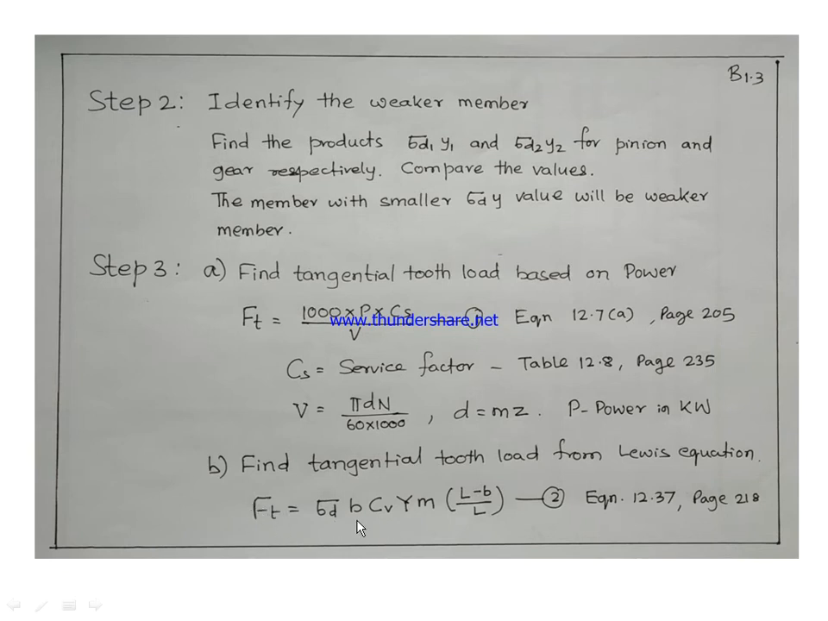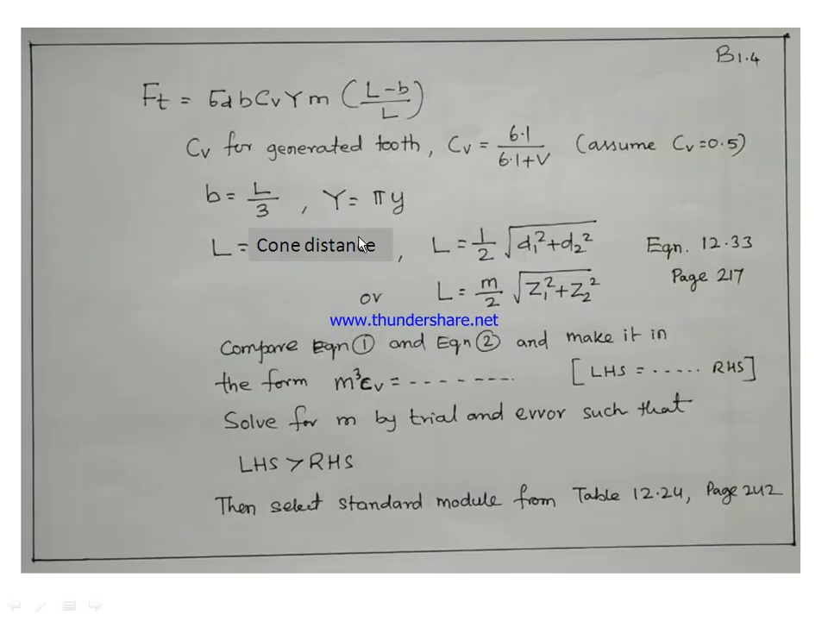and in this case these are all common when compared to the spur or helical gear. This is the extra term coming in the design of the bevel gear, (L minus b) by L. So already we have seen L as the cone distance, b is taken as L by 3, capital Y equal to pi into small y. This is Lewis form factor, and L is calculated by using this relation, which is dependent on the pitch circle diameter of the pinion and the gear, or number of teeth on the pinion and gear, and of course module term will be there.